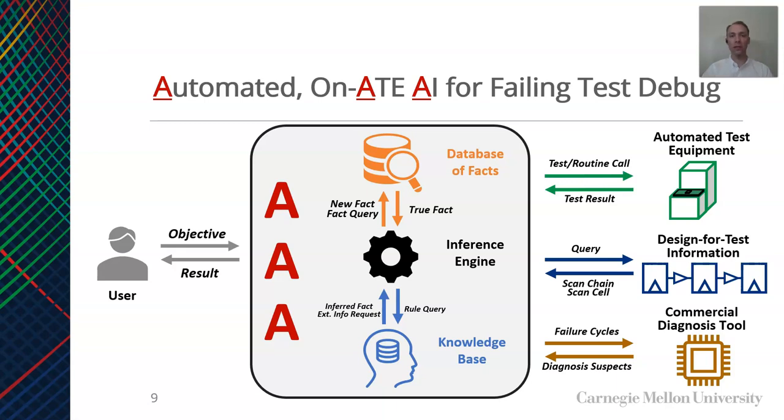As a main source of facts, AAA is integrated with multiple external tools. When a rule is encountered which requires test results from the ATE, AAA will send commands to an online ATE with a device under test and receive the test results. When a rule requires information about the design for test structures, a database of commonly used information like scan chain configuration and scan cell instances is queried. When needed, AAA can also interface with a commercial diagnosis tool to provide ATE failing cycles for diagnosis and receive the resulting diagnosis suspects. When a final result is achieved by AAA, it is returned back to the original user.